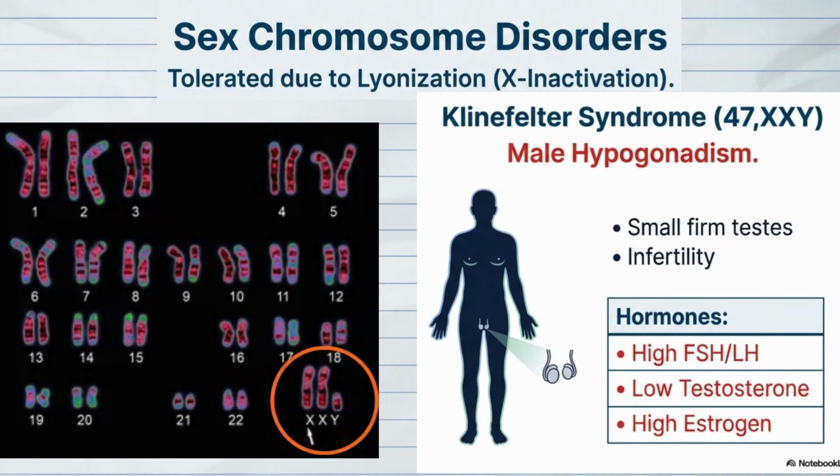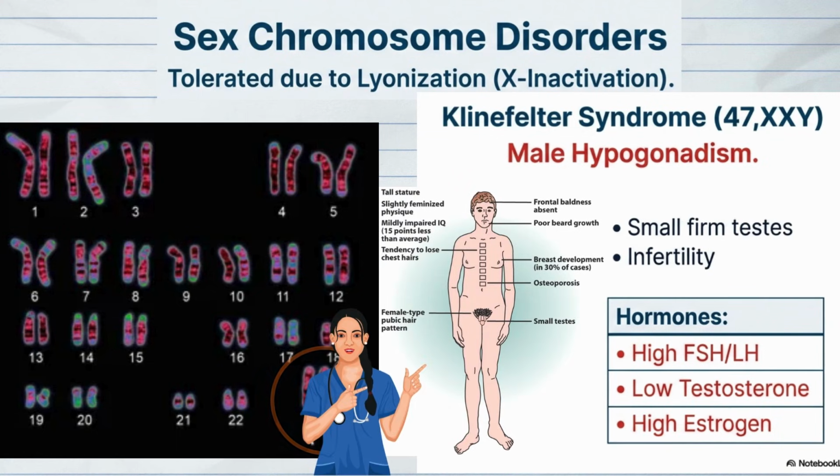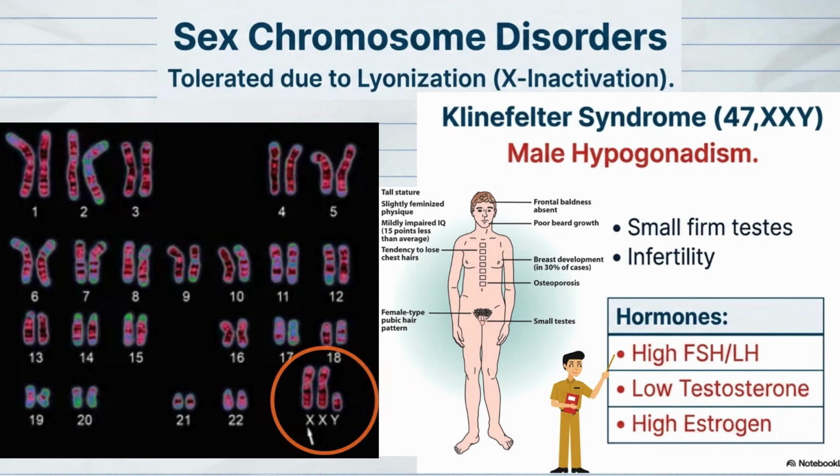Next is Klinefelter syndrome, 47,XXY. It is male hypogonadism. It is usually due to maternal non-disjunction. Mom gives XX and dad gives just Y. Clinically, you see tall stature, gynecomastia, small firm testes, and infertility. Hormonal studies indicate high FSH and LH, because the testes aren't working, low testosterone, and high estrogen.